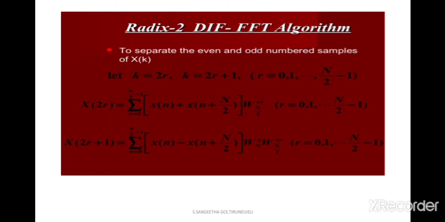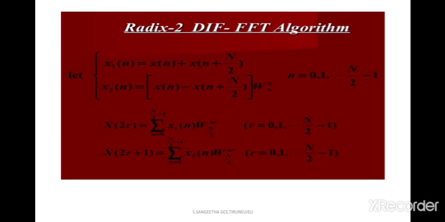Next we have to substitute for x of 2r and x of 2r plus 1. First you have to substitute k as 2r, and next you have to substitute k as 2r plus 1, where the values range from 0 to N/2 minus 1. So let x1 of n equal x of n plus x of n plus N/2, and x2 of n equal x of n minus x of n plus N/2.